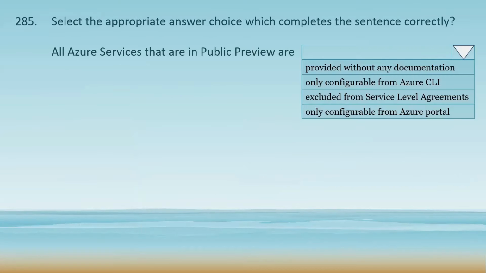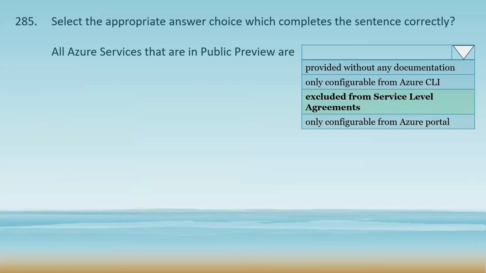Question number 285, select the appropriate answer choice which completes the sentence correctly. All Azure services that are in public preview are, and your options are: provided without any documentation, only configurable from Azure CLI, excluded from service level agreements, only configurable from the Azure portal. And my friends, the correct answer here is they are excluded from service level agreements.